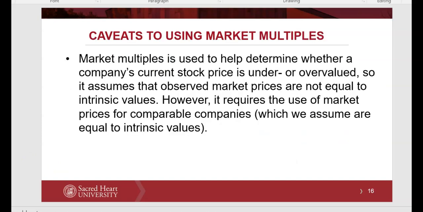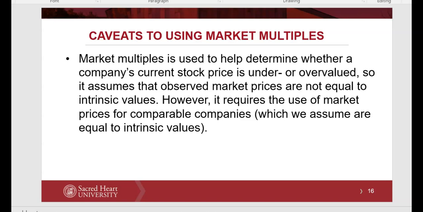There are some caveats to using market multiples. Market multiples are used to determine whether a company's current stock price is under or overvalued or fairly valued. So it assumes that the market price for, let's say, Coca-Cola may not be right. But when we're comparing, let's say, the price to earnings ratio to comparable companies, well, if we think that Coca-Cola's might not be right, why do we think that those other companies are correct, right?